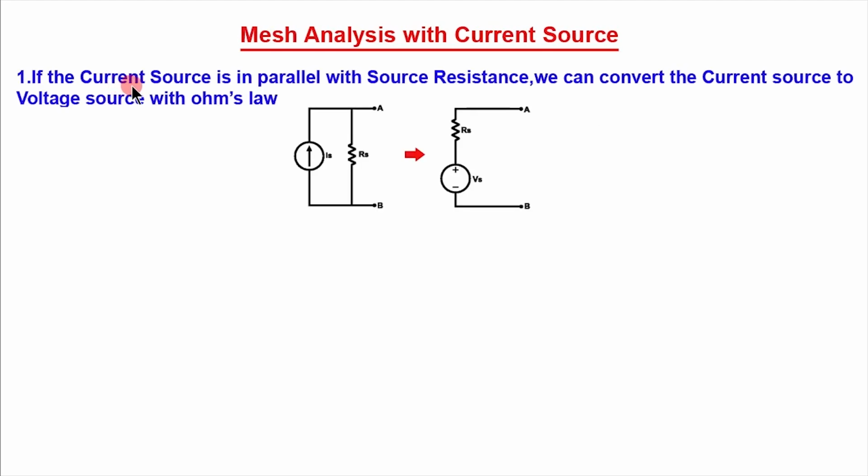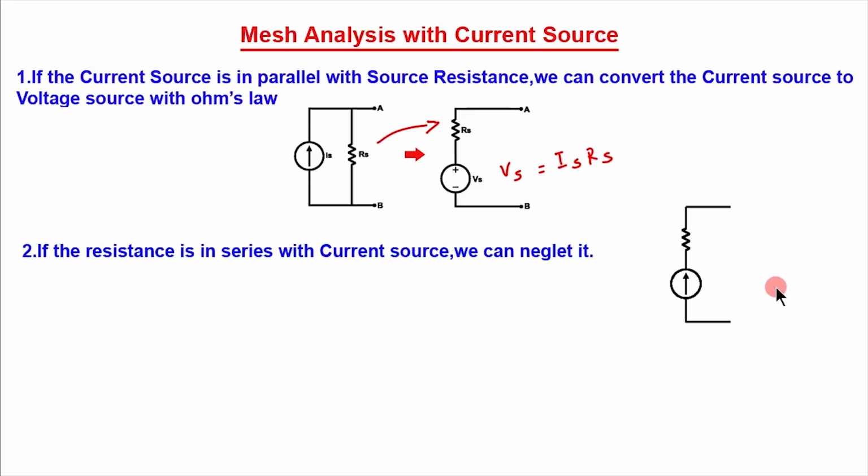So we have studied that if the current source is in parallel with the source resistance, we can convert the current source to a voltage source with Ohm's law. That is, in both, the source resistance will remain the same, while this voltage V is equal to Is into Rs. That is, voltage is equal to I into R, while the source resistance remains the same. If the resistance is in series with the current source, we can neglect it.